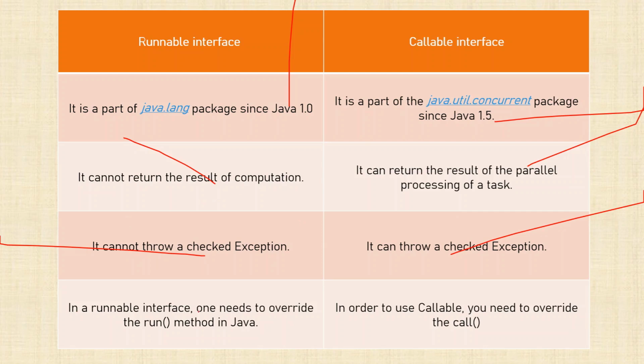It is a runnable interface. One needs to override the run method in Java. If you want to create a custom thread with the runnable interface, you have to override this run method, which is available in the runnable interface. And in order to use callable, you need to override the call method, with a return type. So this is the way.